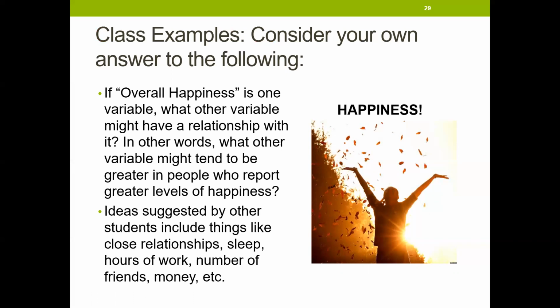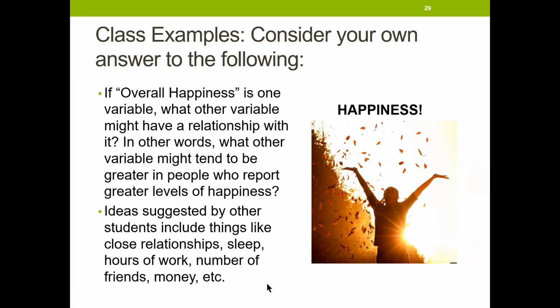Other student groups have suggested things like these. Since I don't have you in front of me, they've suggested the number of close relationships, the amount of sleep you get a night. The more sleep you get each night, maybe the happier you are. Hours of work. Maybe they're hypothesizing that fewer hours of work might contribute to greater happiness. These are just ideas proposed by students. Maybe the number of friends you have. And people have proposed money. The more money you have, the happier you are.